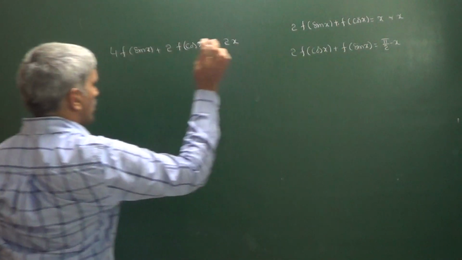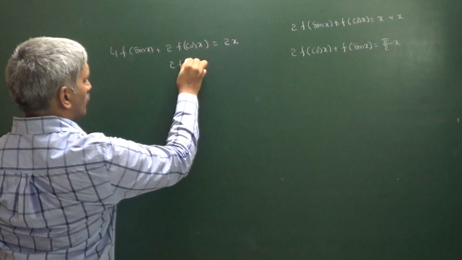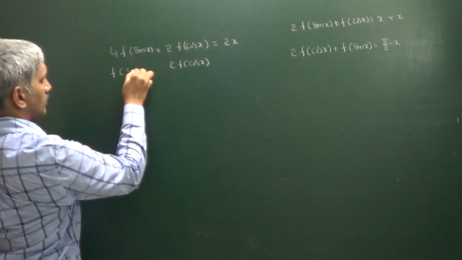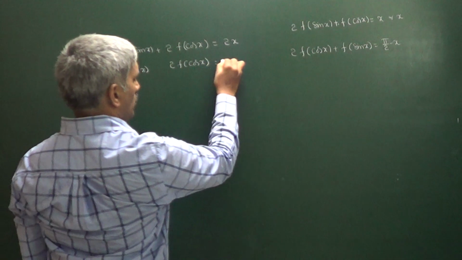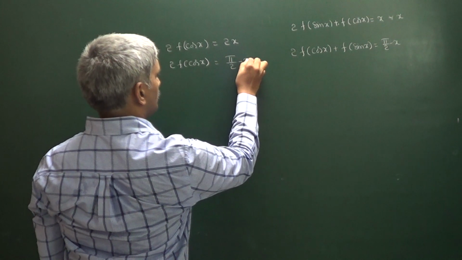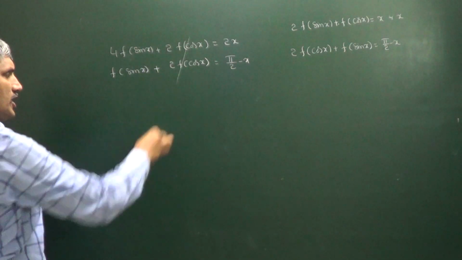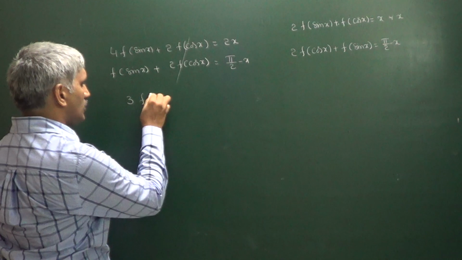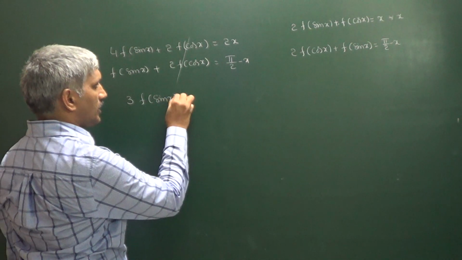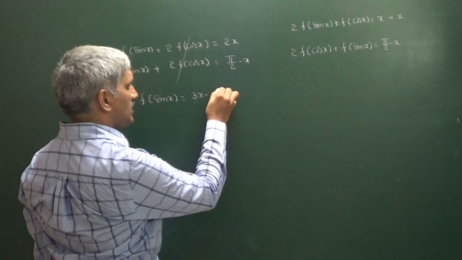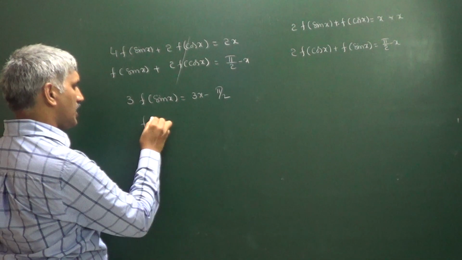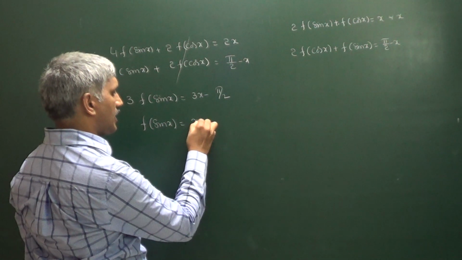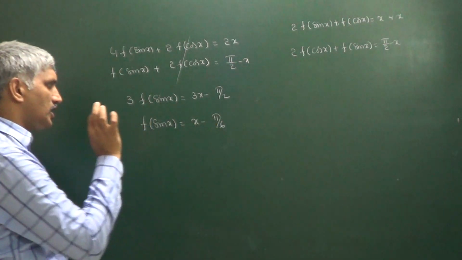Now this equation we are writing as it is. 2 times f of cos x plus f of sin x is equal to pi by 2 minus x. Now subtract these two equations. F of cos x is eliminated. Now we can write this one as 3 times f of sin x is equal to 3x minus pi by 2. So therefore we are getting f of sin x is equal to x minus pi by 6. That is f of sin x.